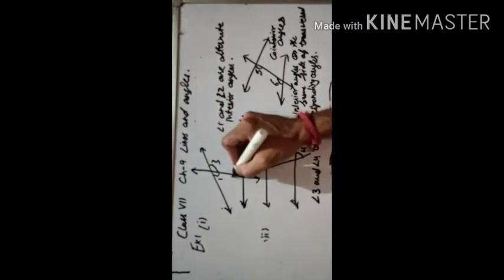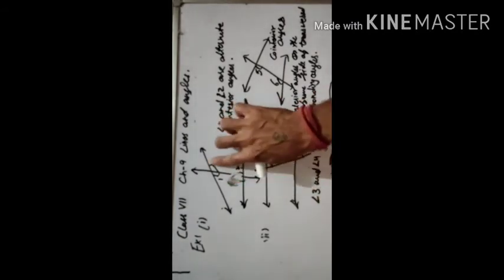So these three cases, these are alternate angles. If this is 3 and 4, these are also alternate interior angles. 3 and 4 are corresponding angles, this and this corresponding angles, this and this corresponding angles.